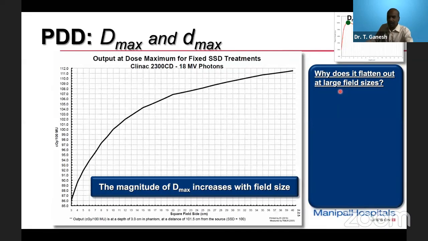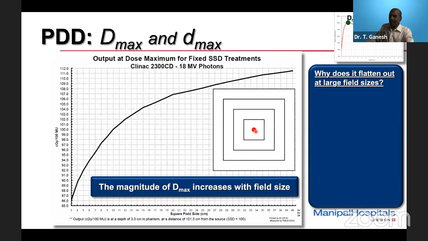There is a reason. In physics, you have to ask yourself the question, why, how? If you dig out the answer, then physics becomes not only interesting, but also easy to understand. If you just take it at face value, then it becomes very difficult to comprehend. But if you go deeper and try to find out the answer, the subject not only becomes interesting, but also it becomes easy to remember things, and later on, in a different context, you will be able to comprehend things very easily. Why does it flatten out at large field sizes?